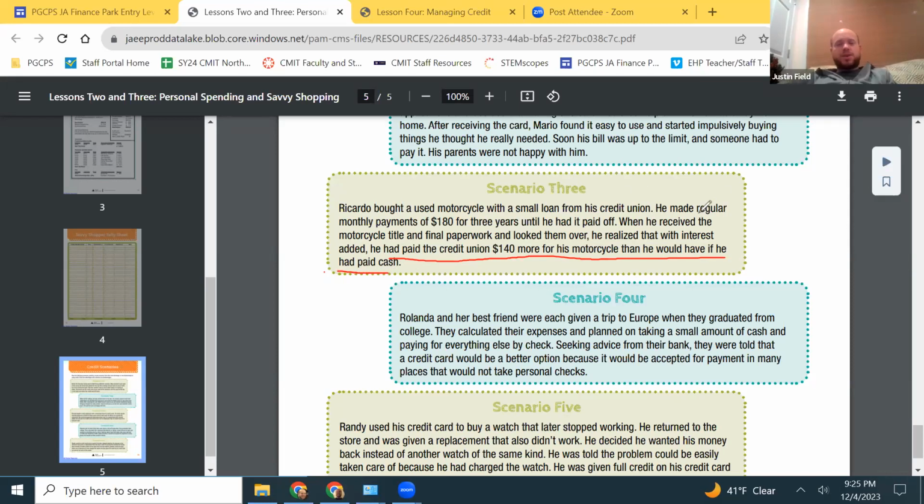But I think that we should also circle that he was able to pay it off, you know? So Ricardo, I don't think that he had the money. So for 3 years he paid $180. So what is that? What is 180?